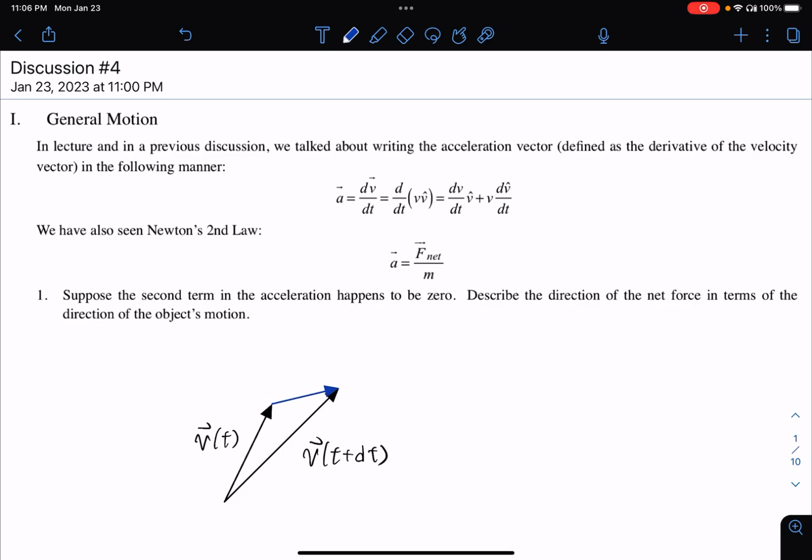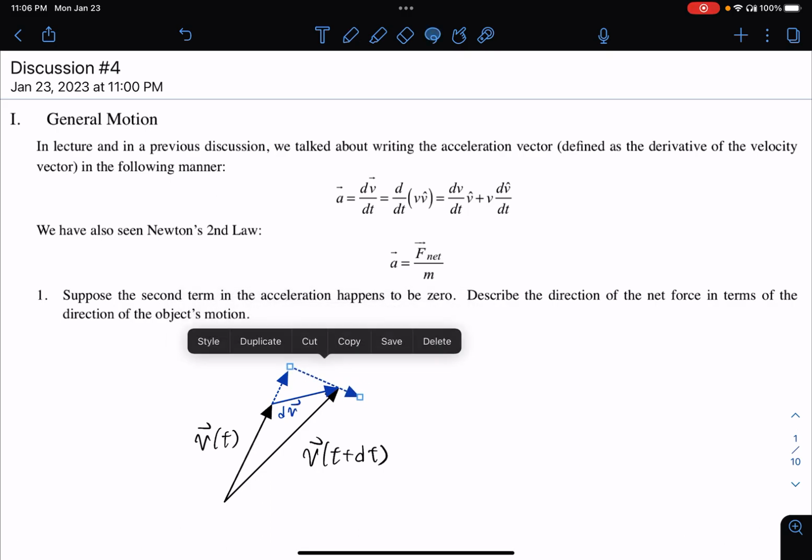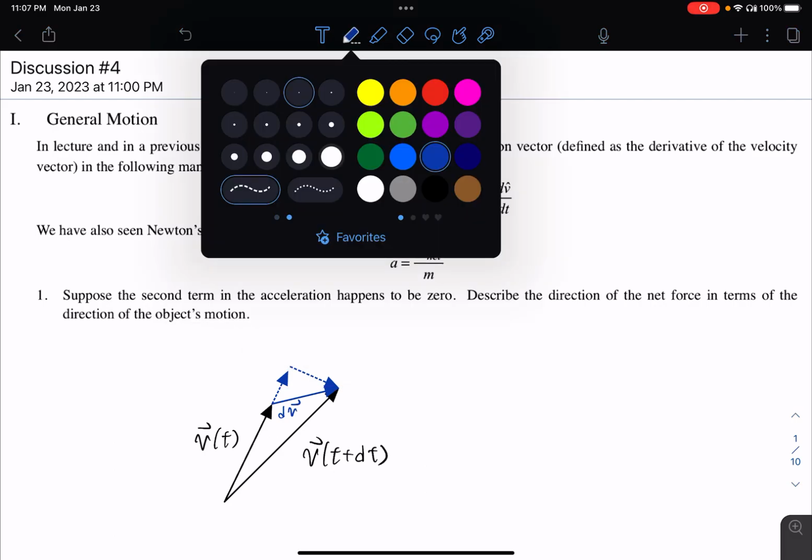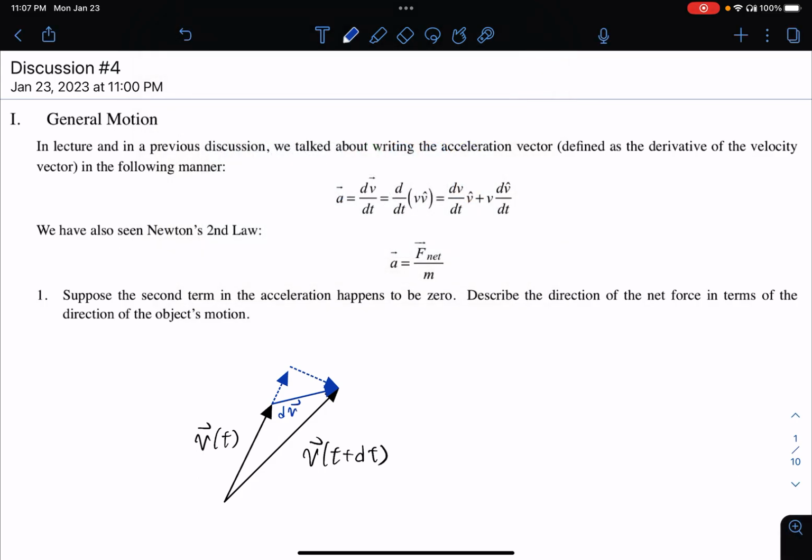And we can separate this change of velocity vector, let's say it's dv, into the component that is in the same direction as the velocity and the component that is perpendicular to it. So this is the component that is parallel to the velocity, and this is the component that is perpendicular to it. We need to let them add up to the change of velocity, so these are the components. We see that these two terms will correspond to these two in the equation above.